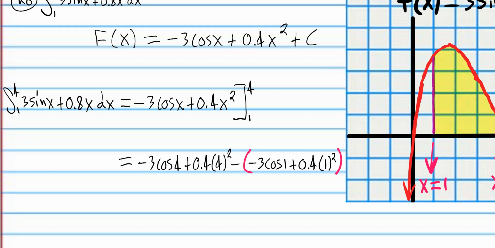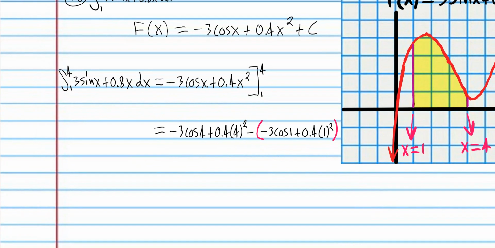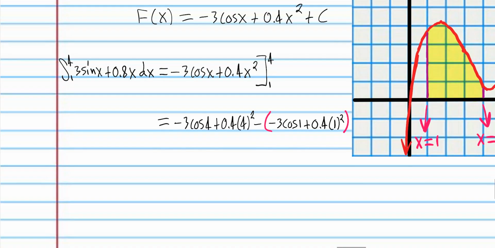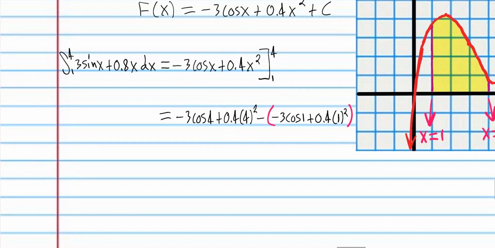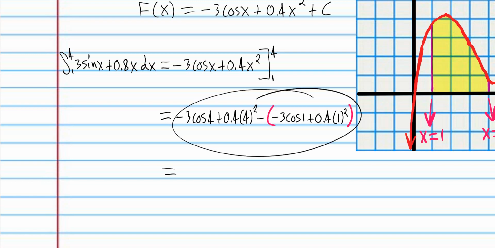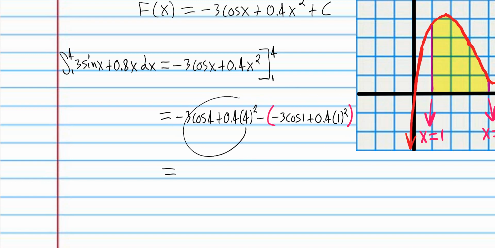And that's it. So let's go back and make sure we did this correctly. And it looks like we did. So again, this is just the fundamental theorem of calculus. Same thing we've been doing. It's capital F of 4 minus capital F of 1. That's all that is. But this is just a way to abbreviate what we're doing.